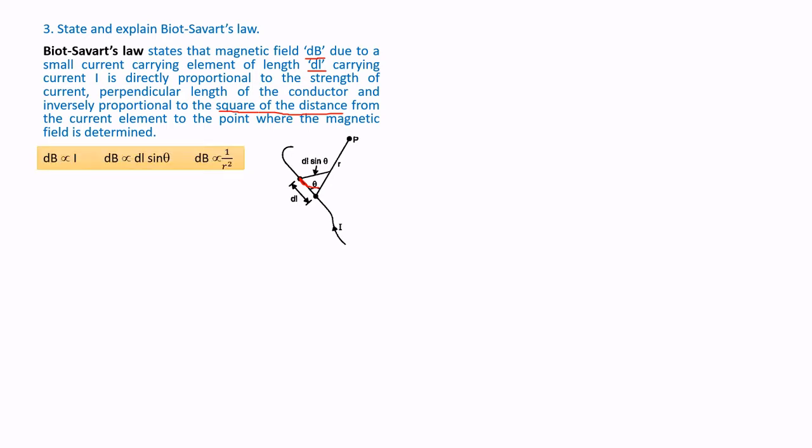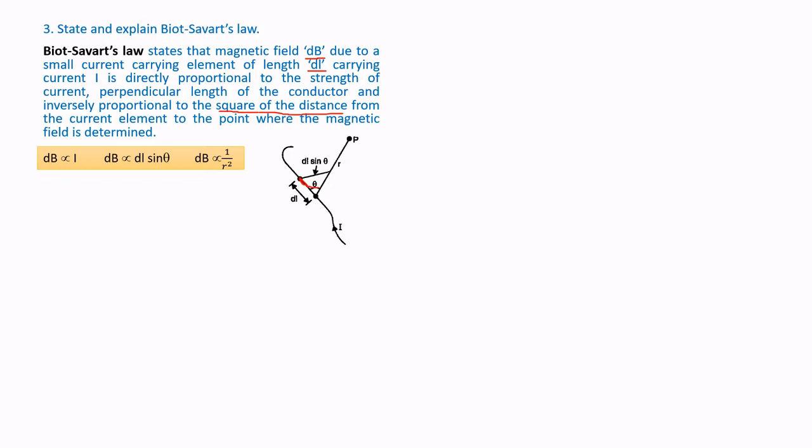So the Biot-Savart law says dB, that is magnetic field, is proportional to the current I, and dB is also proportional to dl sin theta, and dB is inversely proportional to r square. So there are three things in this Biot-Savart law, please remember.